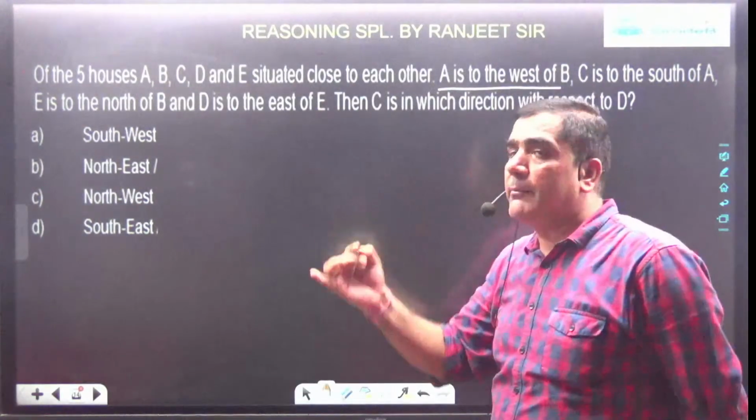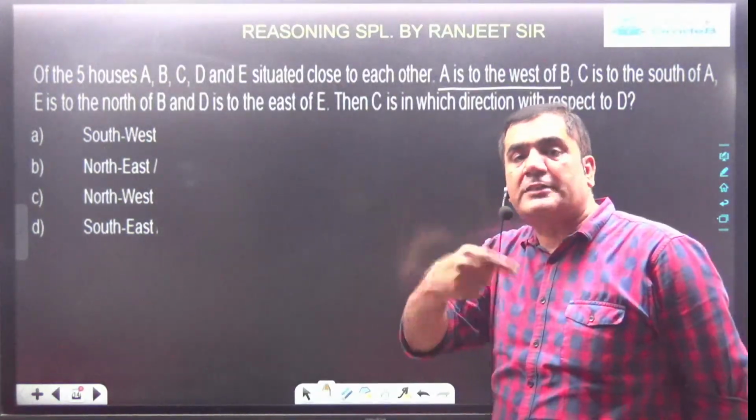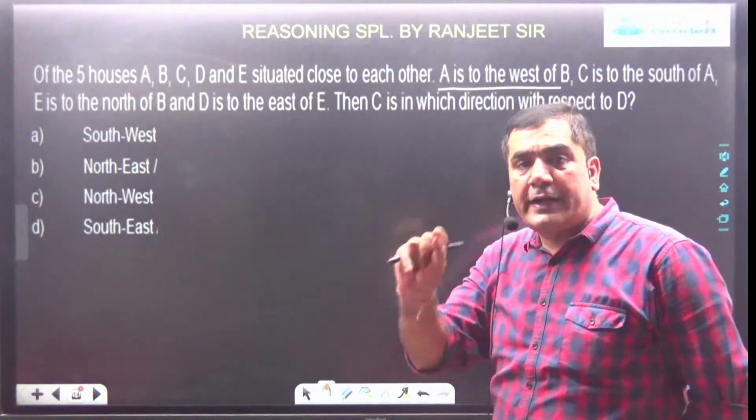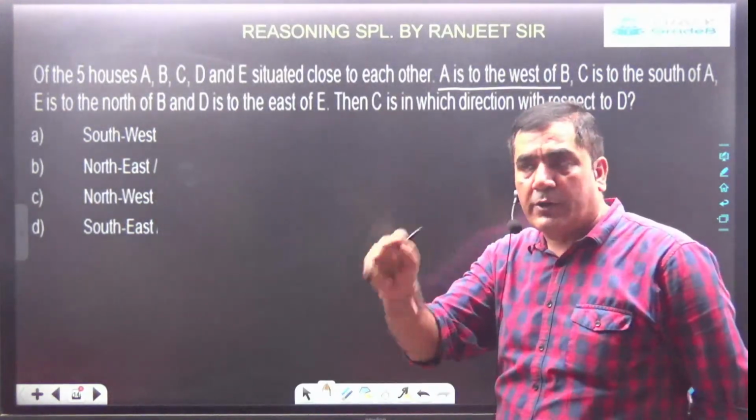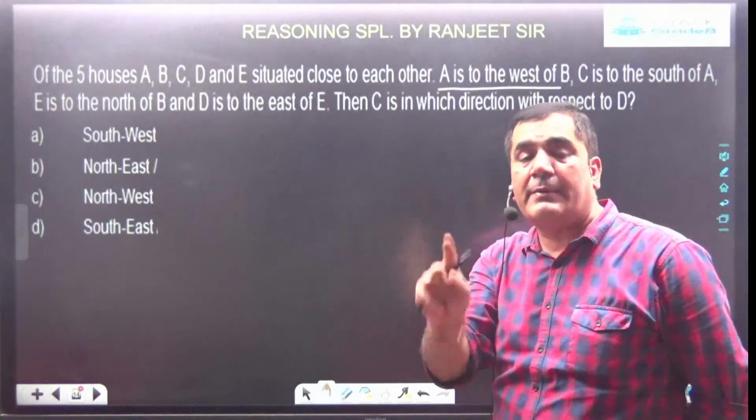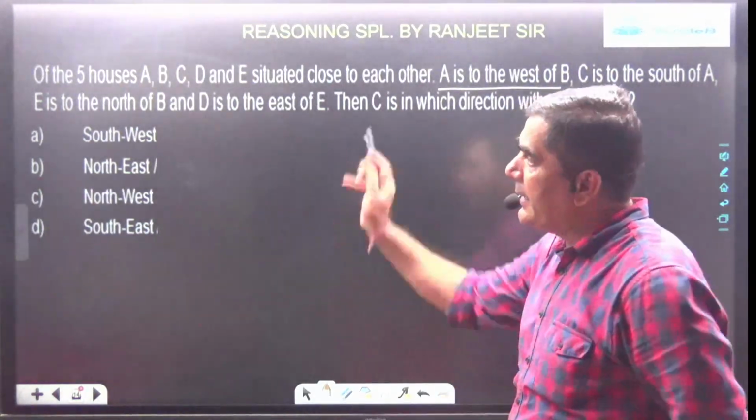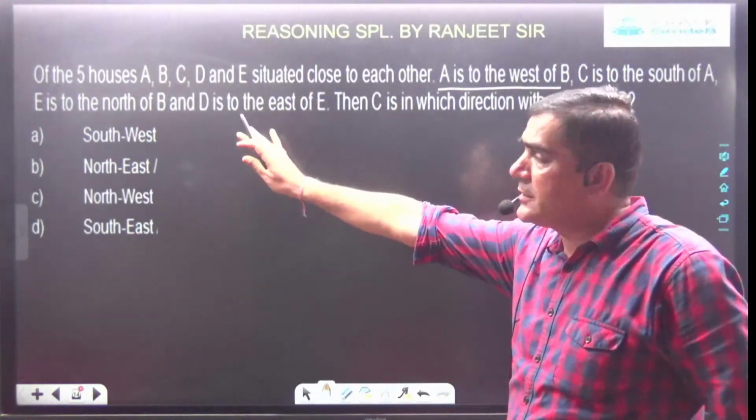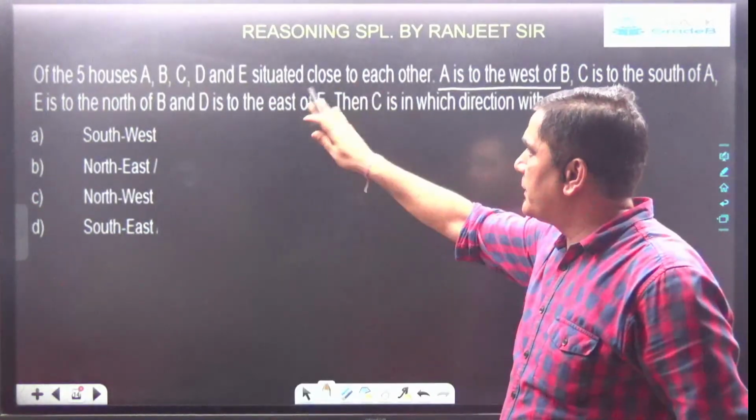Now always remember, read one statement at a time and let's plot the diagram. Don't read the complete problem in one go. Read one statement at one time and then plot the diagram. So here in this one they are talking about 5 houses A, B, C, D, E. They are situated close to each other.